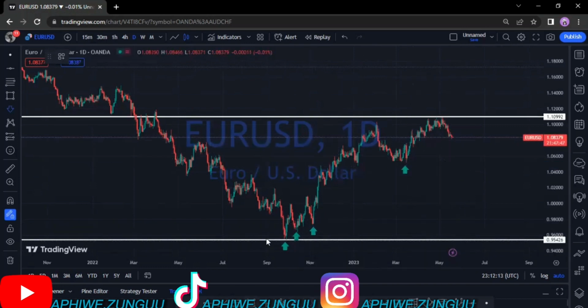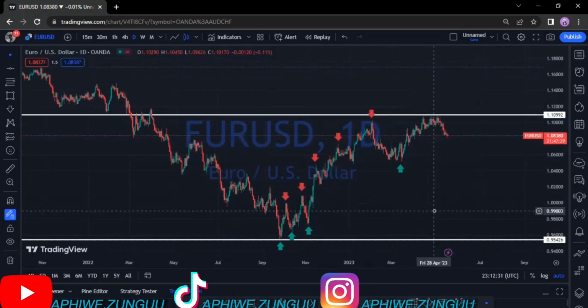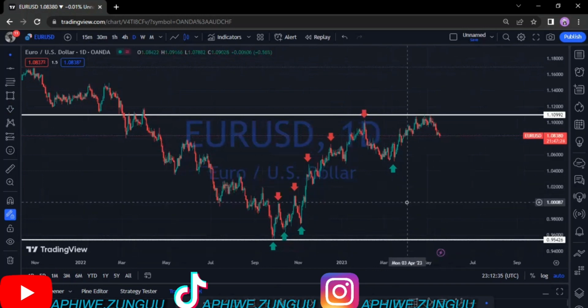And I can see I also have my higher highs. Higher highs, and then I have higher highs again. So that's how I identify what type of formation I'm in. I can see that we're moving in some sort of bullish trend formation. You can see that we're in a very beautiful bullish trend, right?